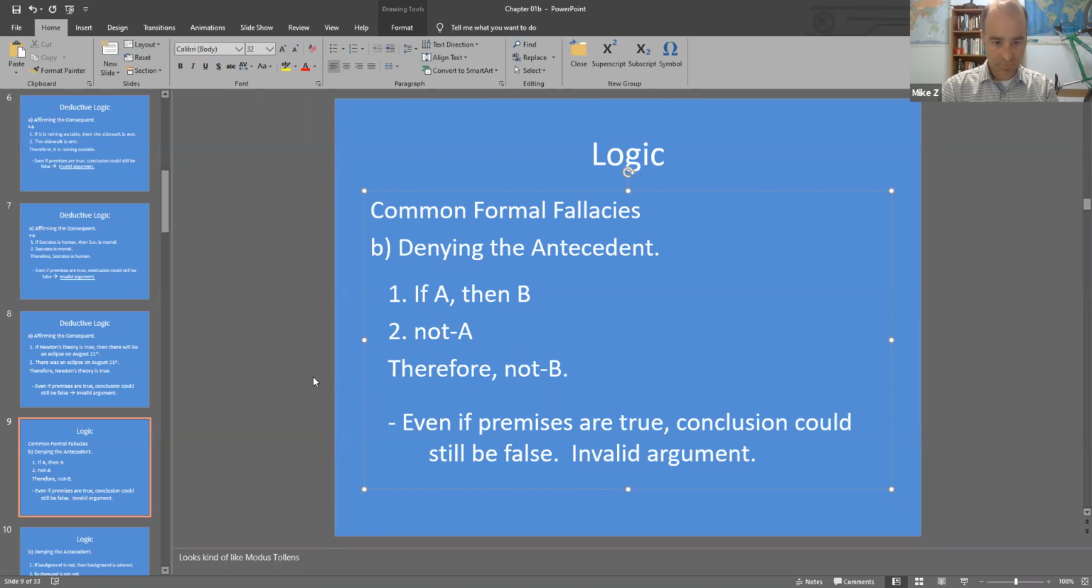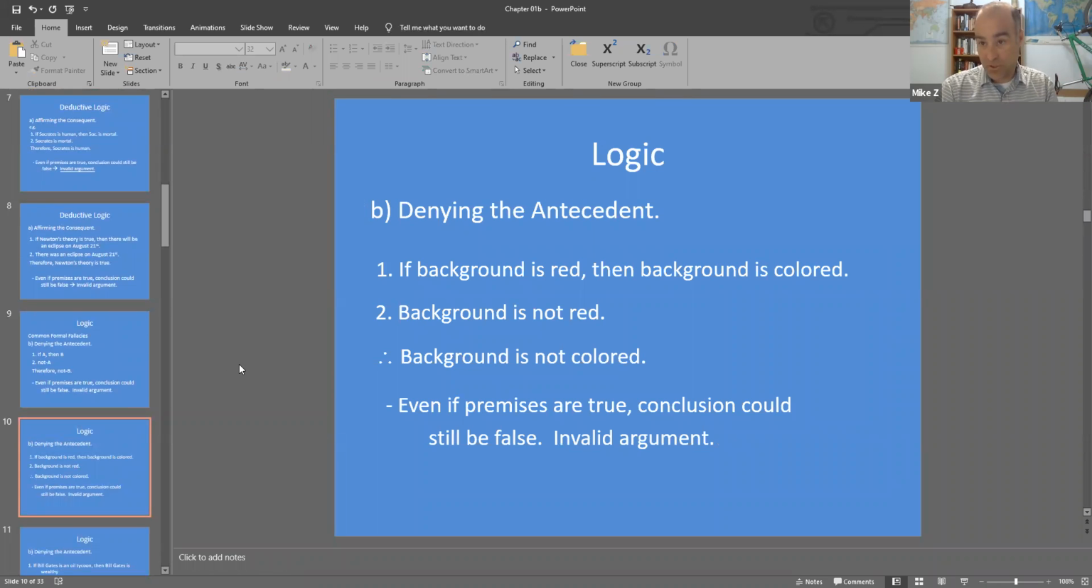And again, with some examples, we might think that this is a deductively valid argument, but we have to be very careful that this argument form is always going to turn out to be deductively invalid. So again, let's use the background color example here. If the background is red, then the background is colored. Okay, the background is not red. Okay, that also seems true. So therefore the background is not colored.